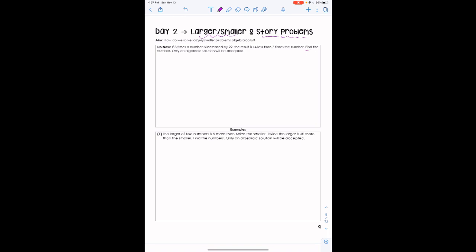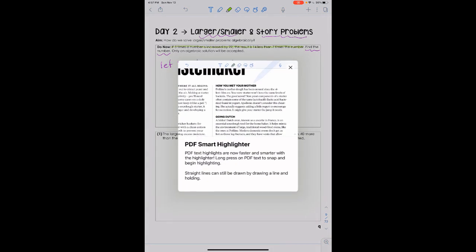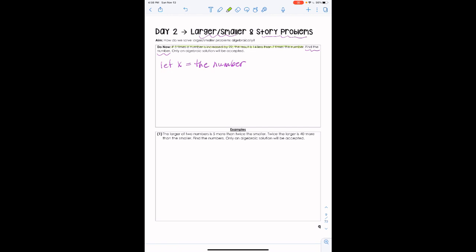The first thing that I'm noticing is that it's a find the number question. So right away, I'm going to write let x equal the number. This is going to be the easier of all the types of word problems you can get. Okay, then I'm going to take this sentence, which describes my legend, and I'm going to set it up. So 3 times the number is increased by 22, and the result is 14 less than 7 times the number.